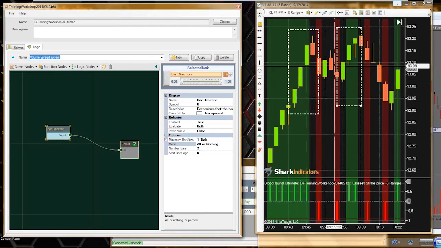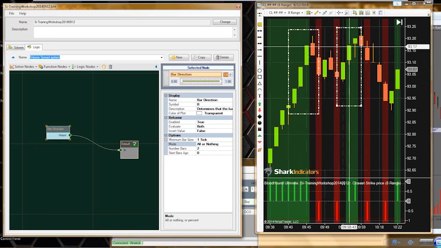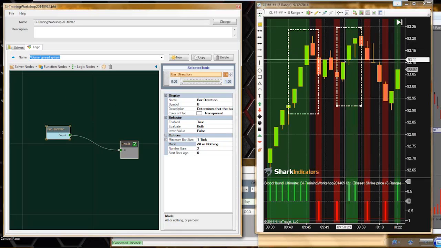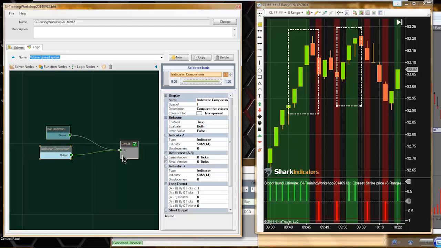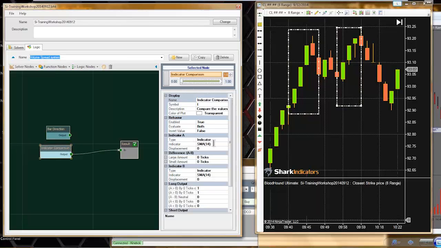The second part is we need to make sure it's a higher high, or rather, the close of one bar is greater than the close of the previous bar. So let's grab a comparison solver. With the comparison solver, we're going to see if the close of bar 0 is greater than the close of bar 1.